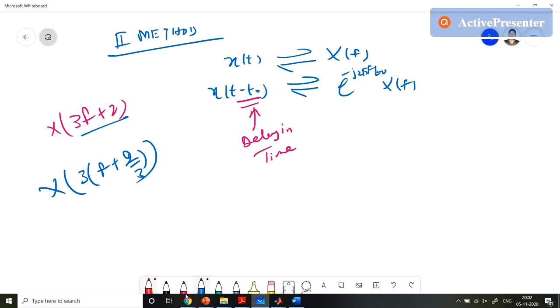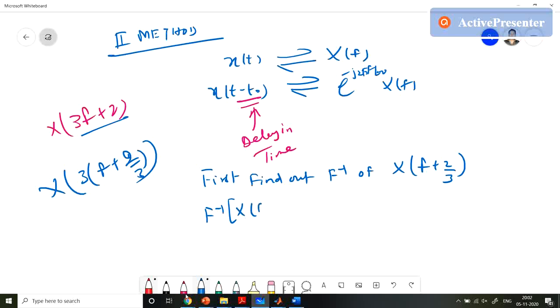Let us first find out the Fourier inverse of X(f plus 2 by 3). So the Fourier inverse of X(f plus 2 by 3) is equal to x(t) e raised to the power minus j 4 pi t divided by 3.